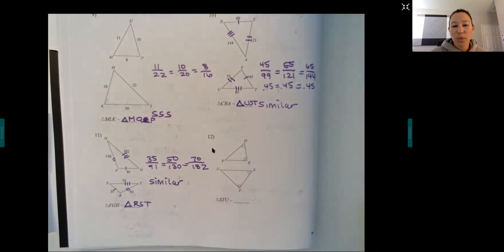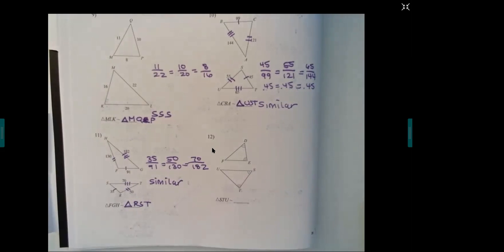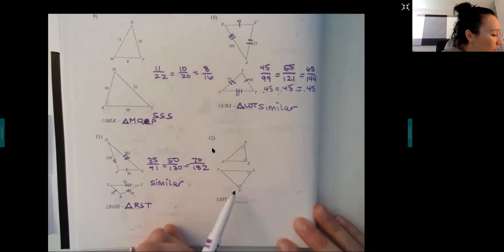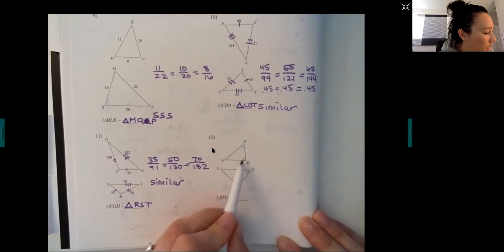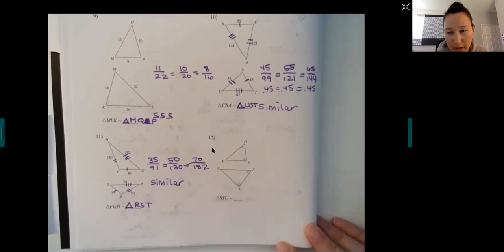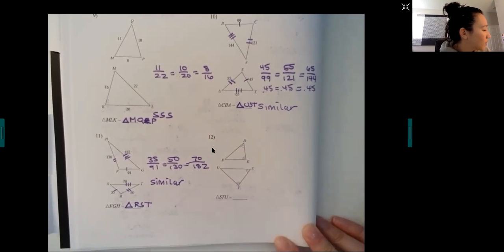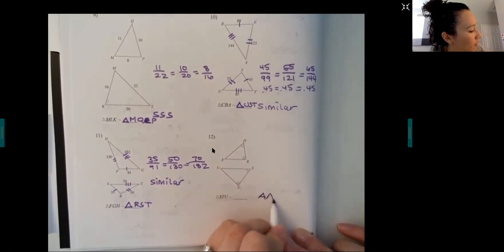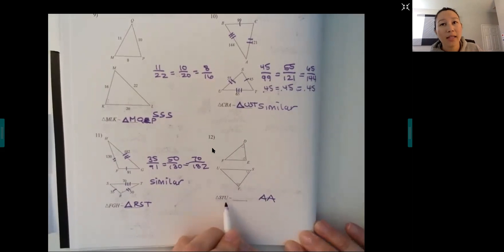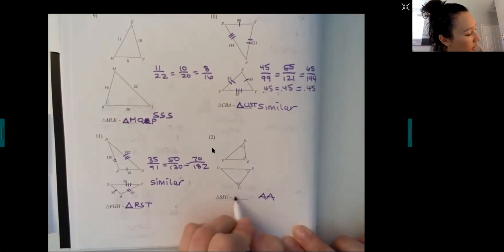And then what about number 12, Jade? I didn't understand that one. Okay, so all they're giving us are angles. They're saying this angle is congruent to this angle and this angle is congruent to this angle. If we have two angles that are congruent, we know that they are similar because of angle-angle. So triangle STU is similar to triangle DEF.